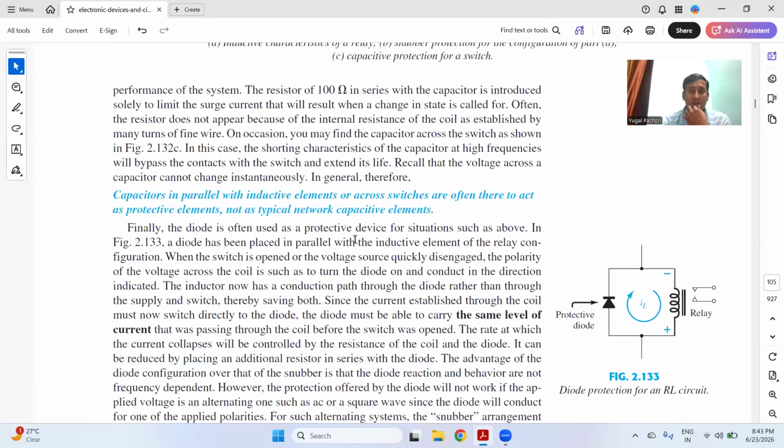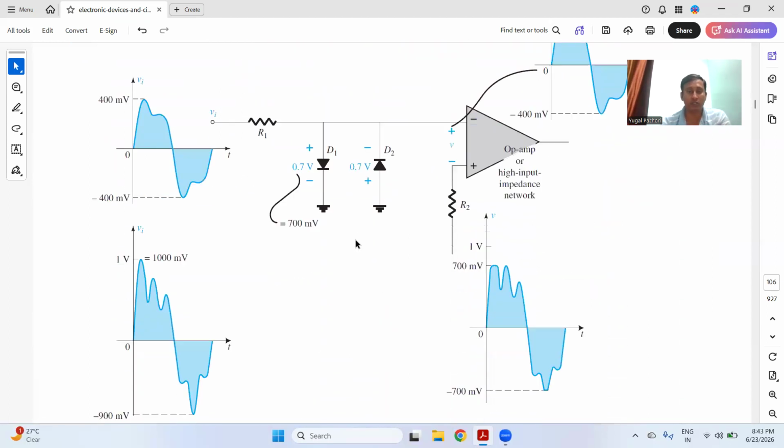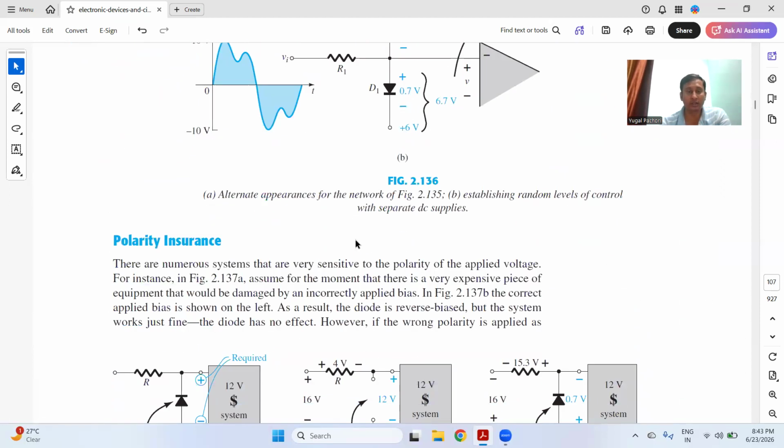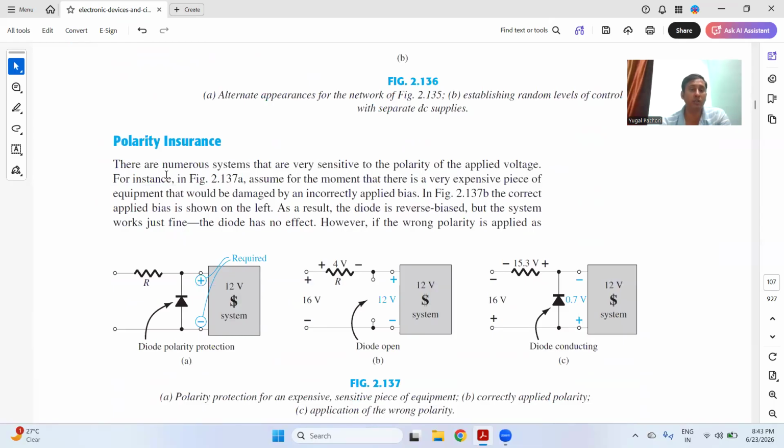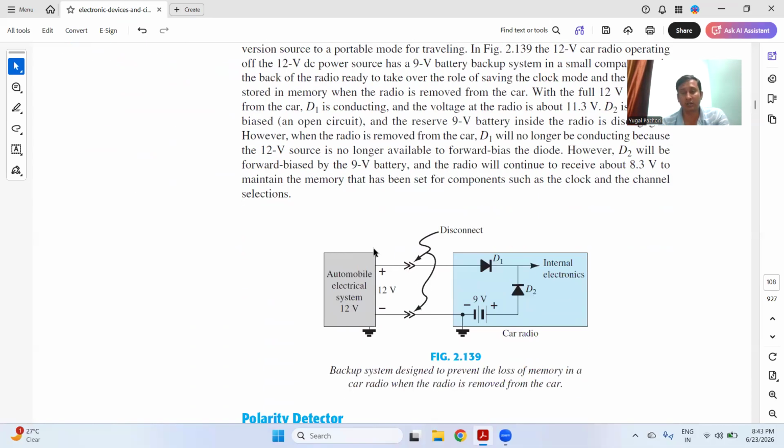So I think this was the last topic in this particular second chapter. Let me scroll it down for you so that you see polarity insurance. You already know that the diode works in two polarities: one is forward bias, and the other is reverse bias. So if you want to use a circuit as a switch, then you need to have a diode, because switching applications are much better with the help of the diode, because it works in two modes, forward bias and reverse bias. And if you want to make it no bias, then it works as a no bias.